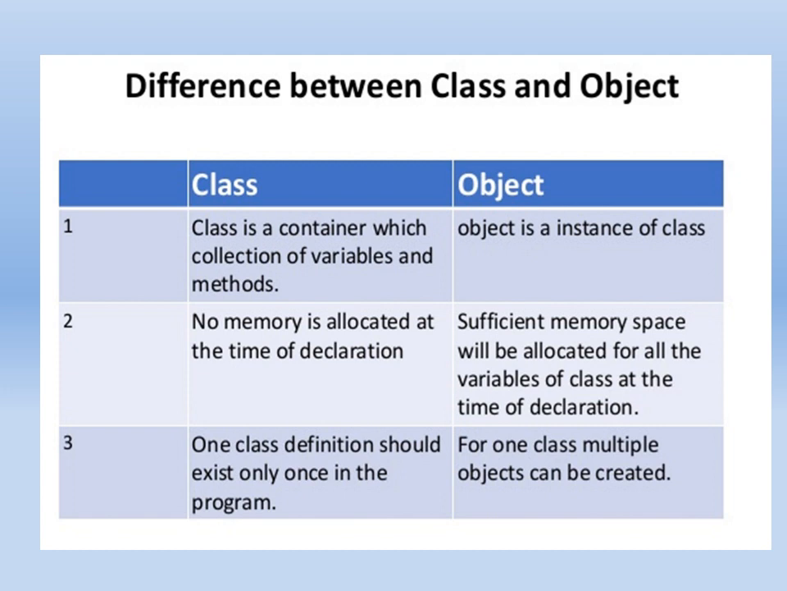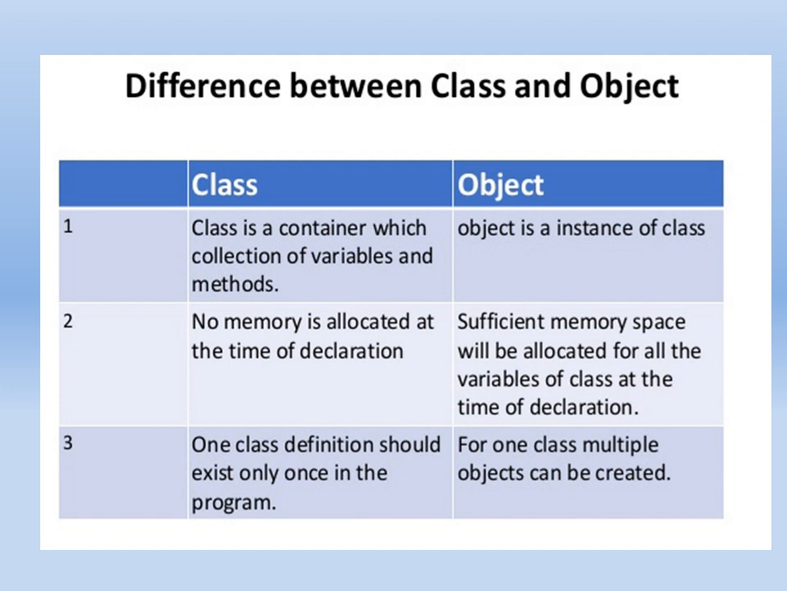Now see the second point. No memory is allocated at the time of the declaration. So see this point. When we create the class, no memory is allocated for that particular class. So no memory allocation takes place at the time of the creation of the class. But in an object, sufficient memory space will be allocated for all the variables of the class at the time of the declaration. So when you create the object of a class in the main function, it will allocate the memory for that object. So memory allocation takes place at the time of the creation of the object.